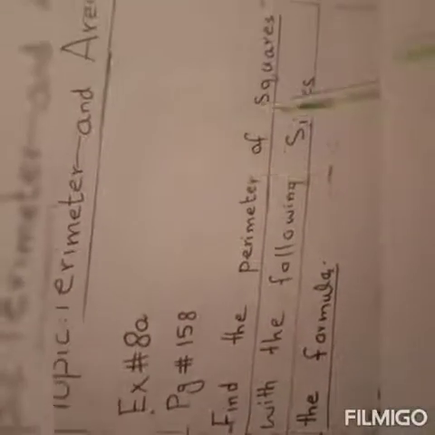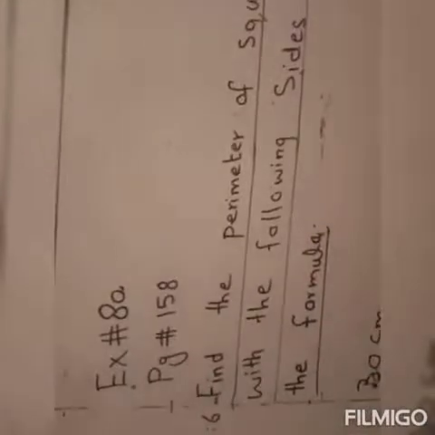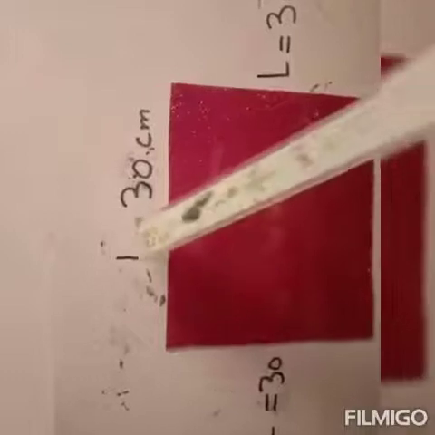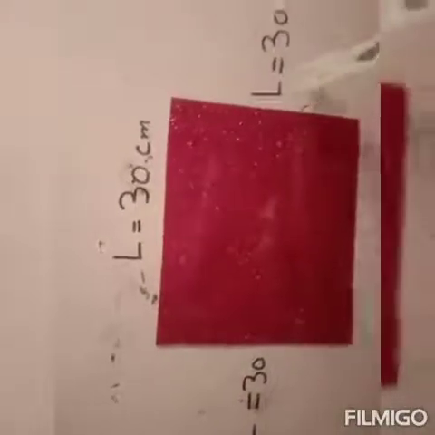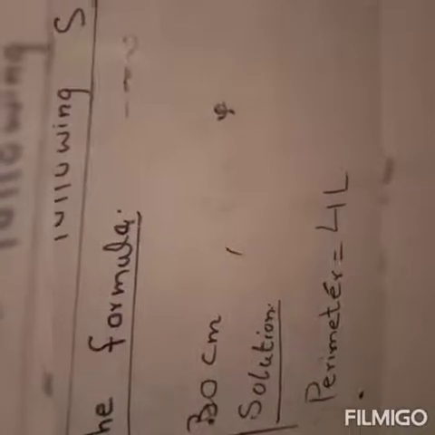Find the perimeter of squares with the following sides with the formula. Now, our first part is 30 centimeter. Students, as I have told you earlier that all sides of a square are equal, it means that all sides will be of 30 centimeters, right? So, formula to find the perimeter of a square is perimeter is equals to 4 into L. Why 4? Because there are four sides of a square.